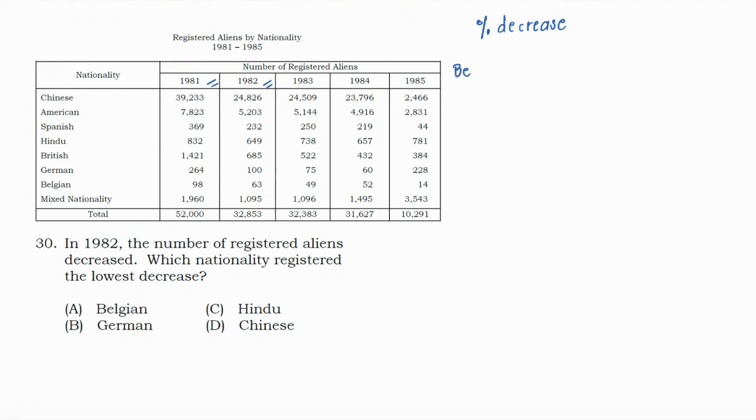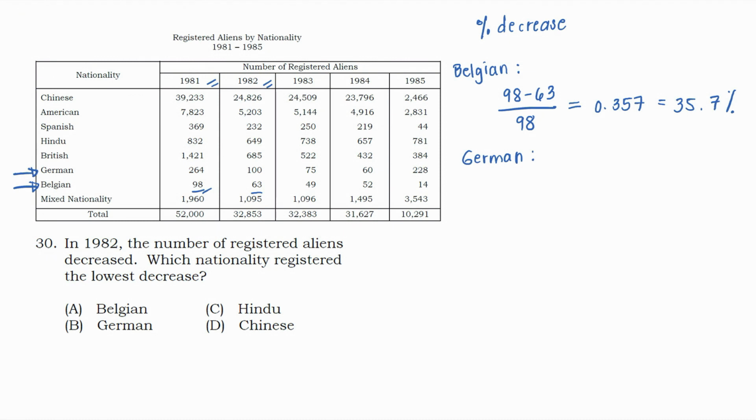And then, i-divide natin from the value dun sa 1981. So, ganito siya. So, for example, sa Belgian aliens, ito yung data natin. So, meron tayong 98 and 63. Kukunin natin yung decrease. 98 minus 63 all over yung value ulit na 98 is equal to, kayo na bahala mag-subtract and mag-divide. So, yung makukuha natin dito is 0.357 or 35.7%.